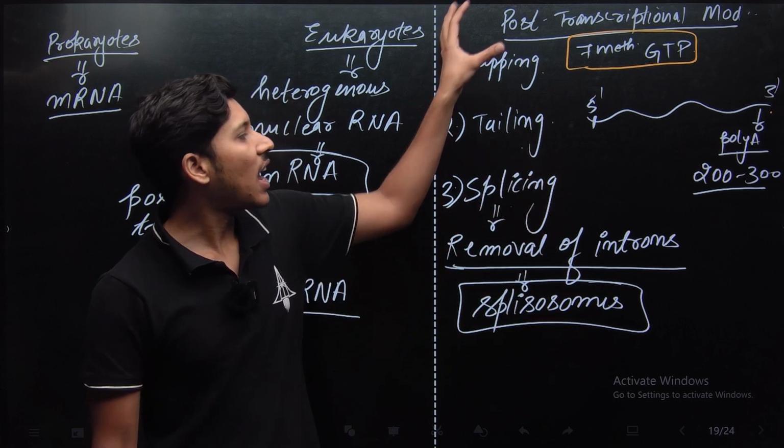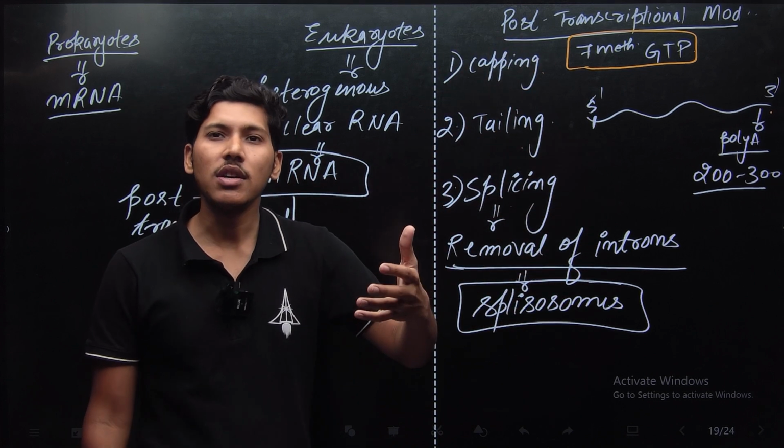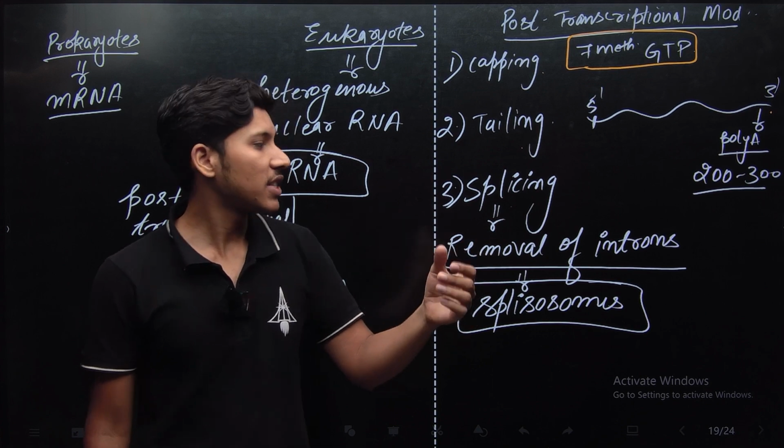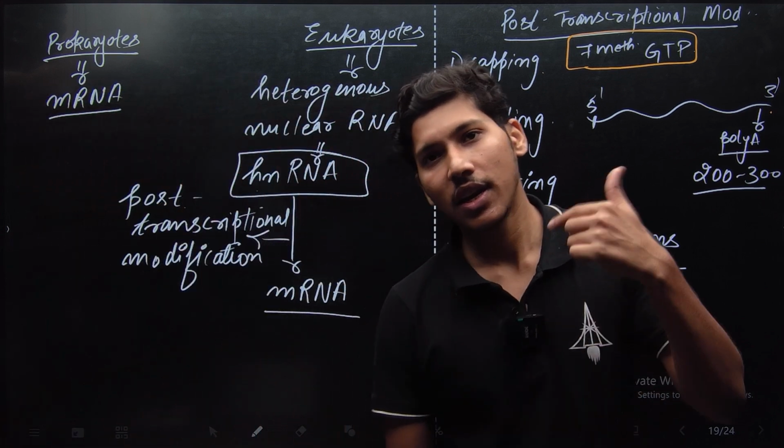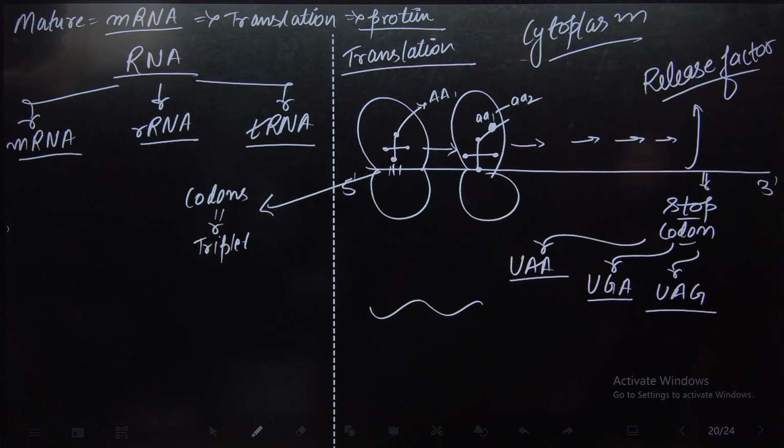And hence, after these three steps, the RNA gets matured. This hnRNA matures to form mRNA. Okay, clear? Now let's move ahead and see further processes.